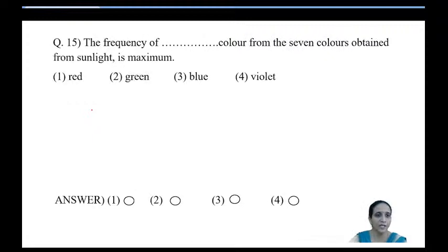Question number 15. The frequency of dash color from the 7 colors obtained from sunlight is maximum. Option 1 is red, second option is green, third option is blue. Fourth option is violet. So the fourth option is the correct one.